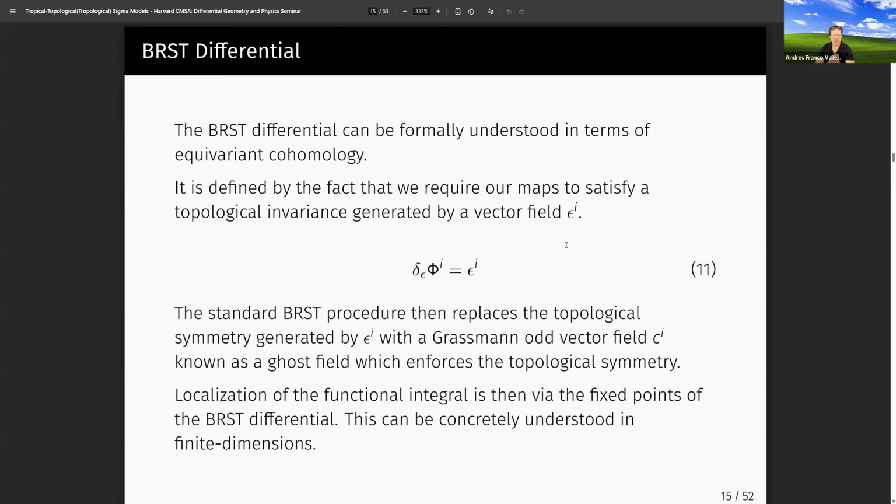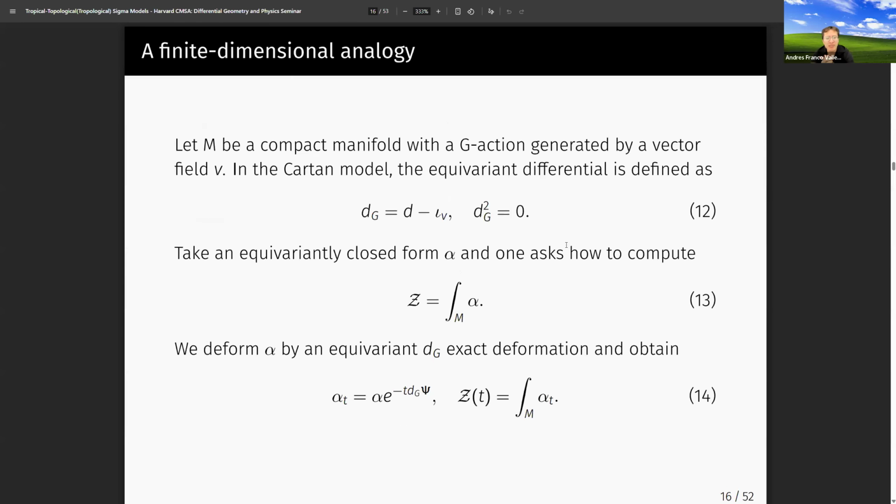Okay. So if you have this BRST differential, which we can understand as the equivariant differential, then the localization of the functional integral should proceed by the fixed points of the BRST differential. This would be very close to the Berline-Vergne localization or the Duistermaat-Heckman formula. In finite dimensions, we can see this a lot more explicitly. As a finite dimensional analogy, consider a manifold M that we're going to integrate over. If it's compact and there's a G action for some compact Lie group, generated by some vector field, then you can formulate equivariant cohomology in terms of the Cartan model.